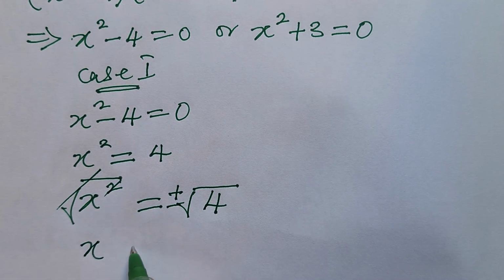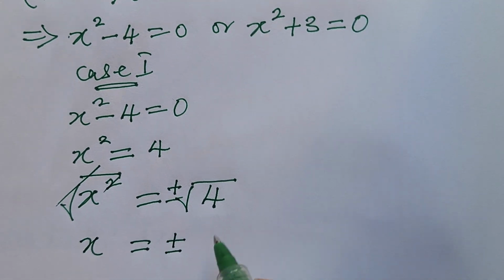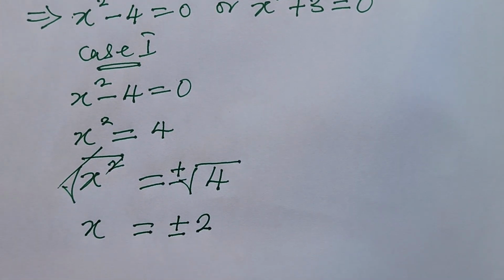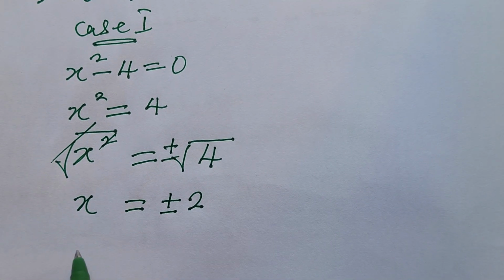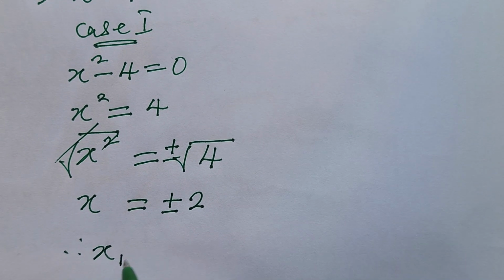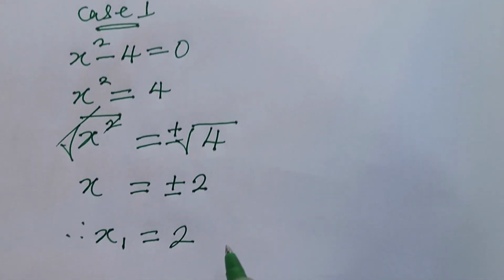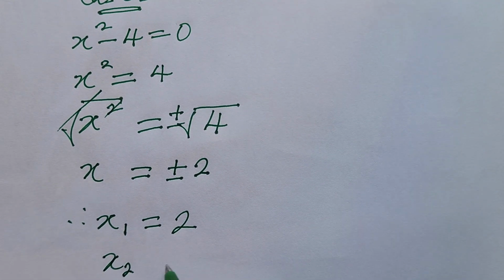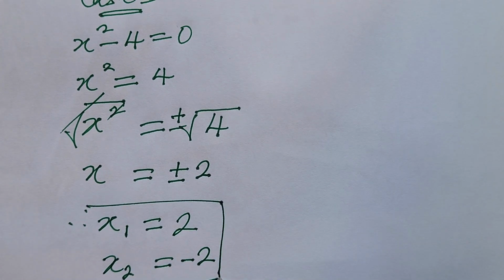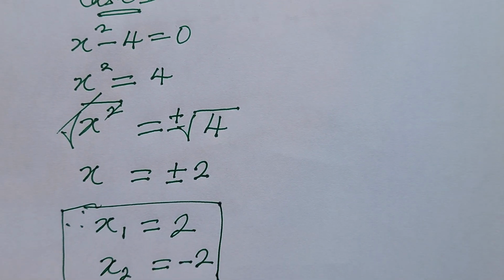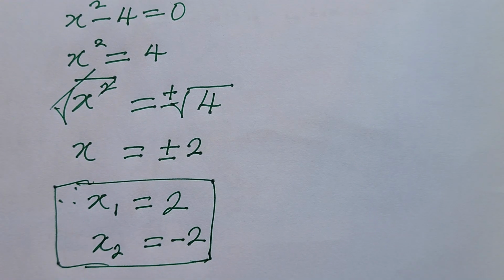There we now have x is equal to plus minus 2. So we have two answers from the first case here. Therefore, our x1 is equal to positive 2 and our x2 is equal to negative 2. So let's keep these answers, because at the end of the day, we're going to do some verification of these answers.